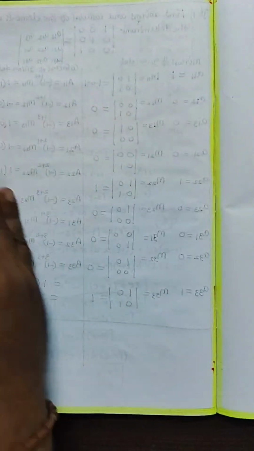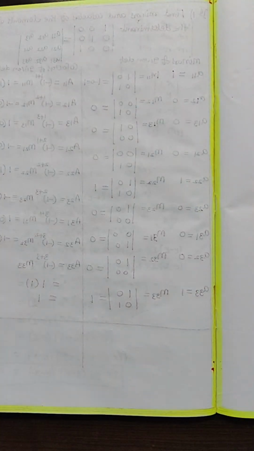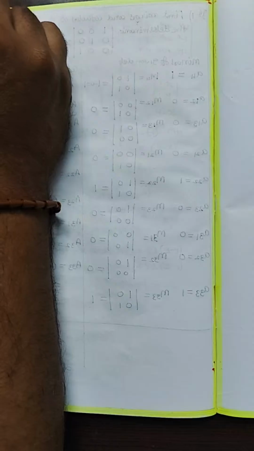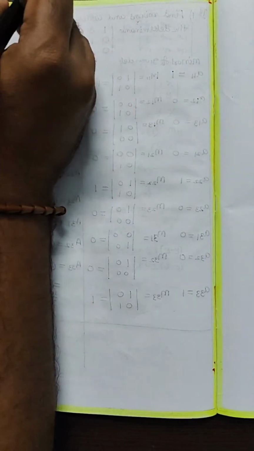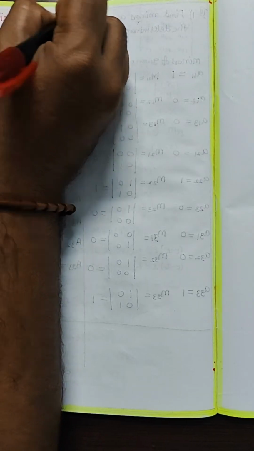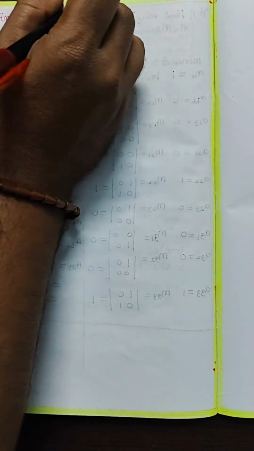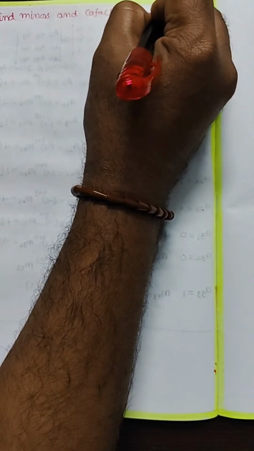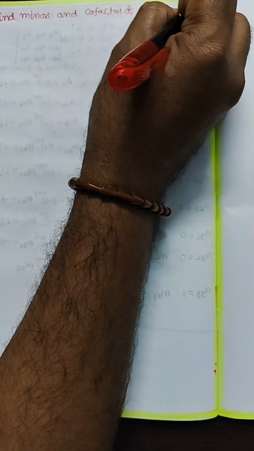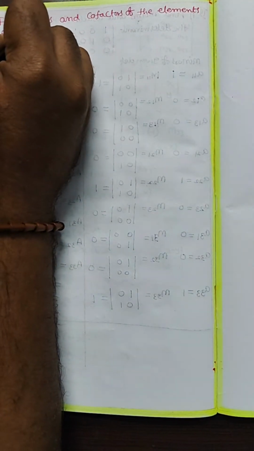Find minors and cofactors of the elements of the determinant.